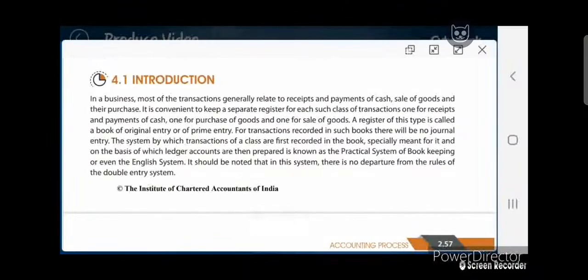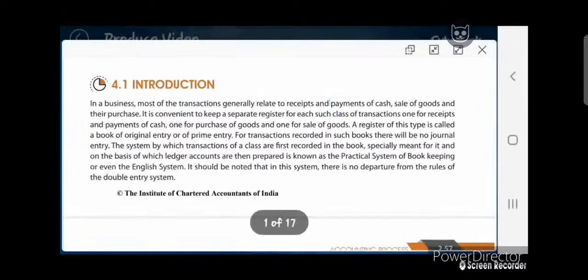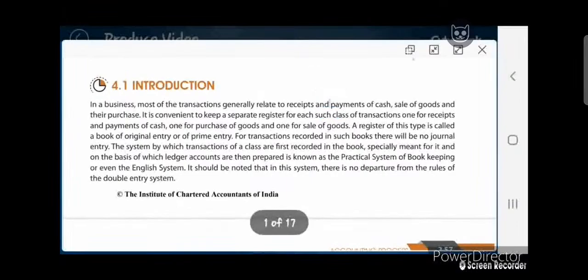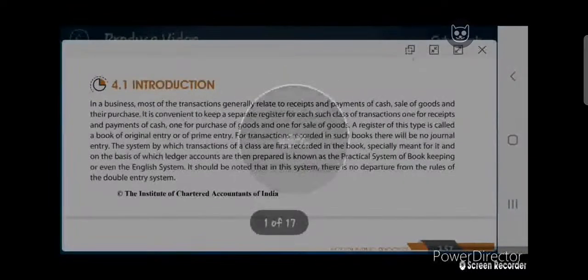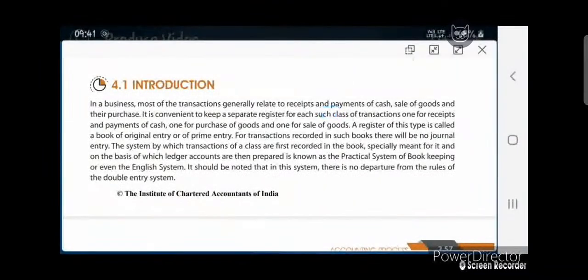In any business, whether it is a small scale business or a large scale business, most of the transactions that happen in that business are related to the receipts and payments of cash, to the sales of goods, and to the purchases of goods.